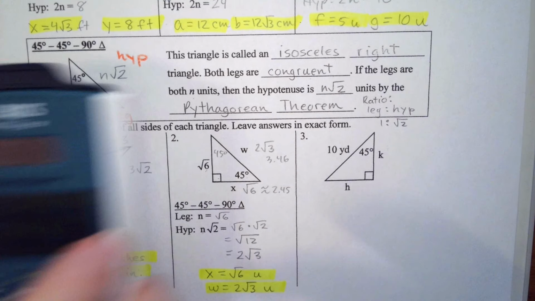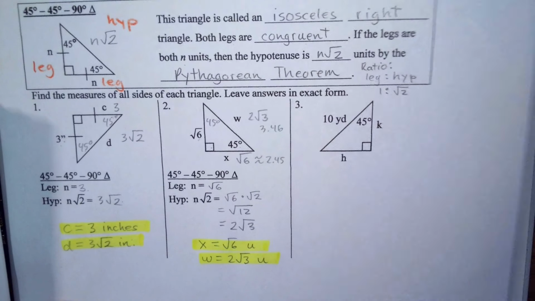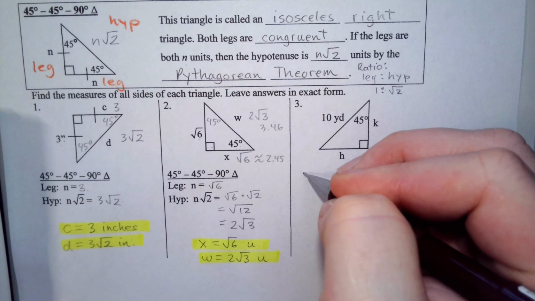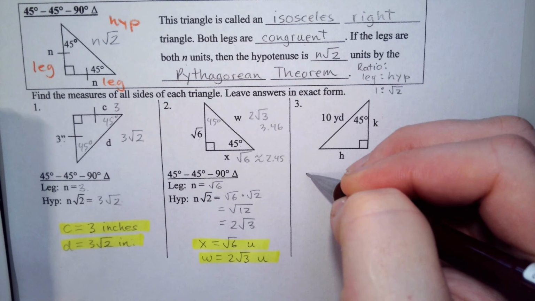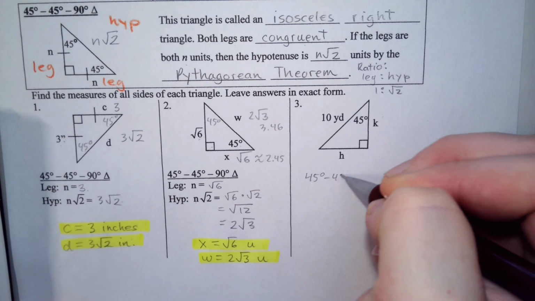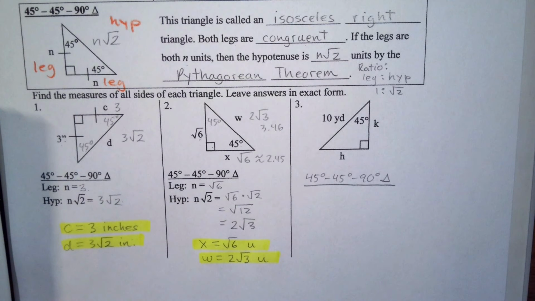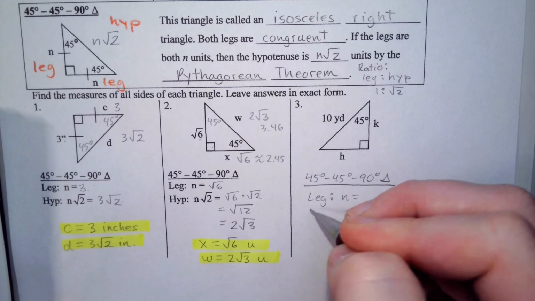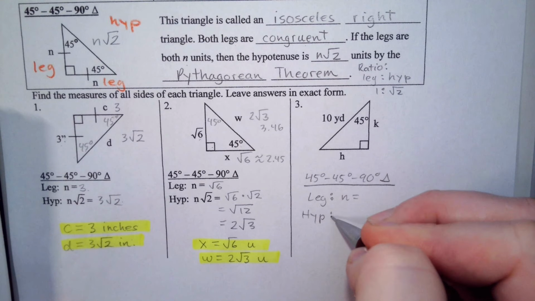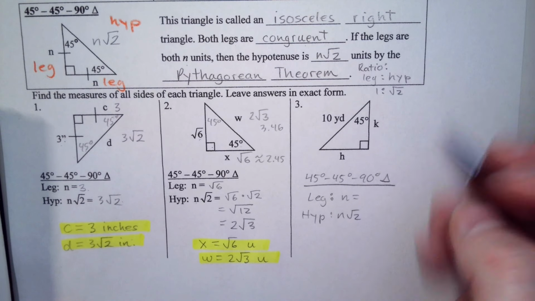Okay, I didn't justify here, so time yourself. Hopefully it takes you about 10 seconds to write it. I'm not asking for a lot of time to justify and show your work. So we have a 45, 45, 90-degree triangle. Okay, we label leg, which is n, and the hypotenuse is n root 2. Okay, we are given that the hypotenuse is 10.